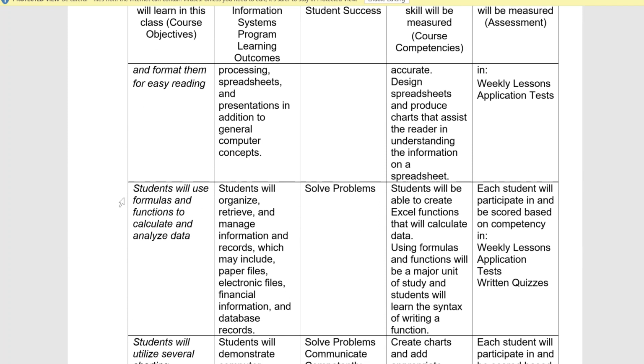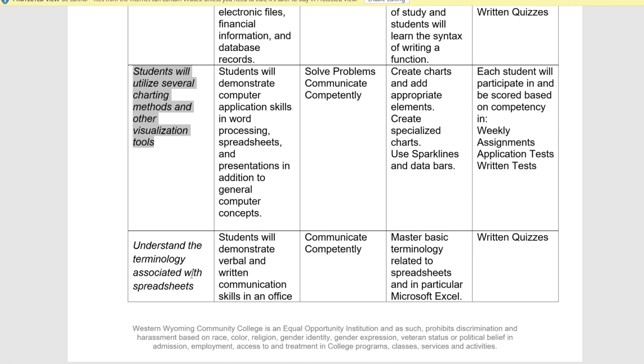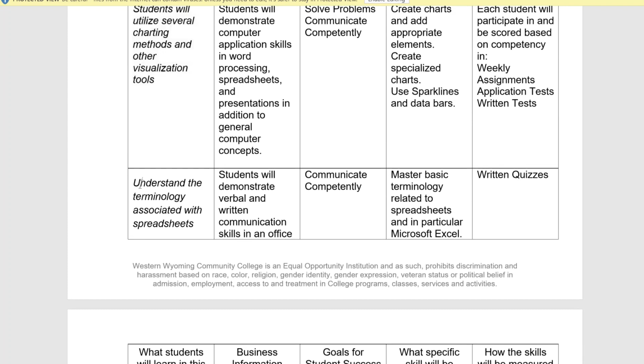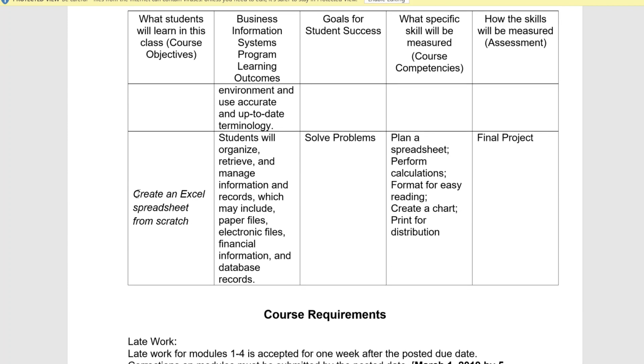The second goal is that you will use formulas and functions to calculate and analyze data. A third goal is that you will utilize charting methods and other visualization tools so that we're not only always looking at numbers, we are sometimes looking at charts and other visualizations. The fourth goal is we are going to understand the terminology associated with spreadsheets. And the last goal is that you will learn how to create an Excel spreadsheet from scratch.